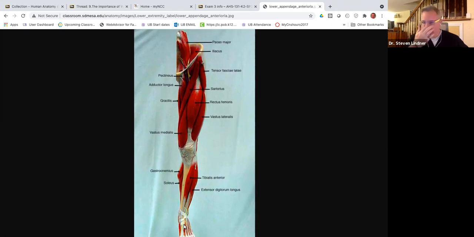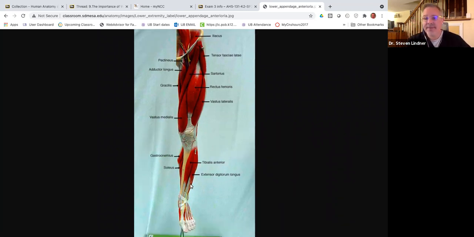We'll do it in a fashion where we'll talk about the muscles from the anterior hip, then we'll look at the posterior hip, we'll look at the lateral hip, and then we'll look at the medial hip. We'll look at the thigh in the same fashion, where we'll look at muscles from the anterior view, from the posterior view, and from the lateral and the medial view.